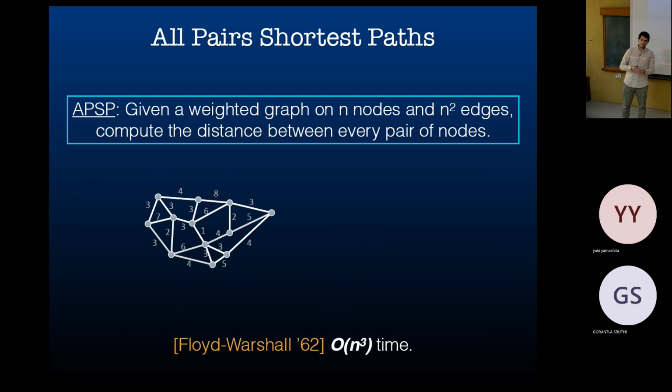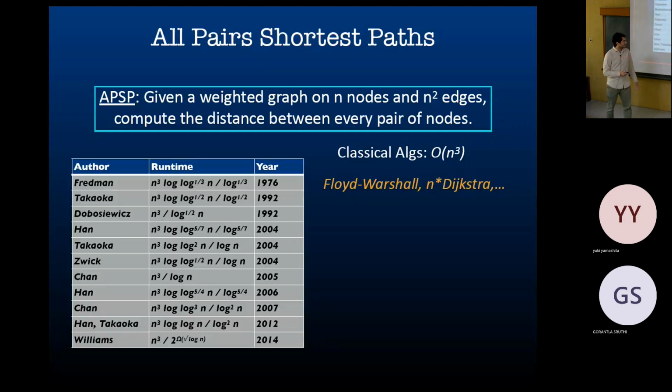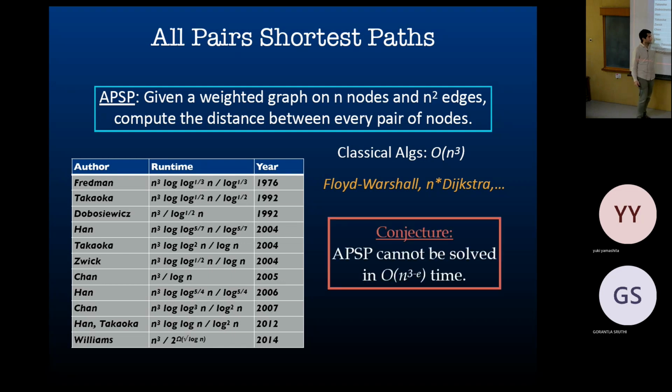So you could just run Dijkstra from every node. You would get n cubed log n, n times n squared log n. And you could shave a log or whatever. And actually, you could shave a lot more logs. So there's been a lot of work trying to prove this, only shaving log factors. And about 10 years ago, there was this breakthrough of shaving a 2 to the square root log n factor. This is more than a polylog, but still not a polynomial factor. The conjecture is that you cannot do better.